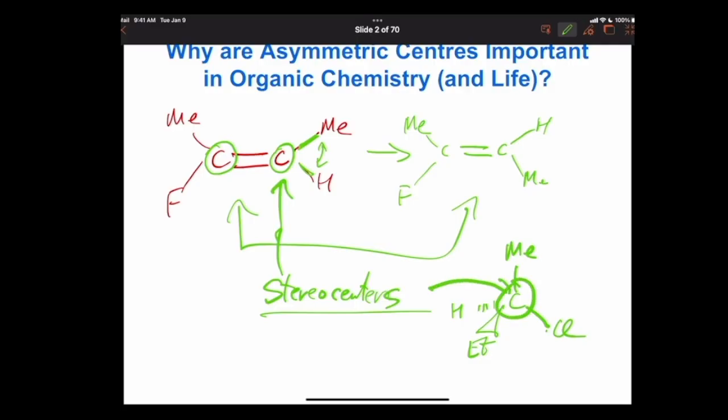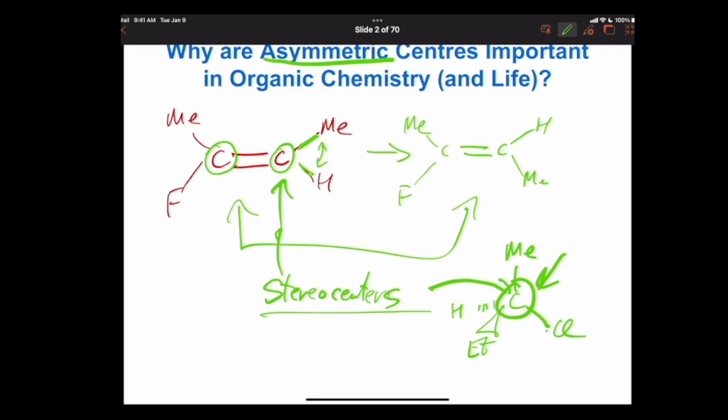Changing any 2 groups at that center would produce a new stereoisomer, but this gets a special name. This is not just a stereocenter, this is an asymmetric stereocenter because it is at this sp3 center. We identify these because having asymmetric stereocenters is necessary to give this emergent property we're talking about, chirality.